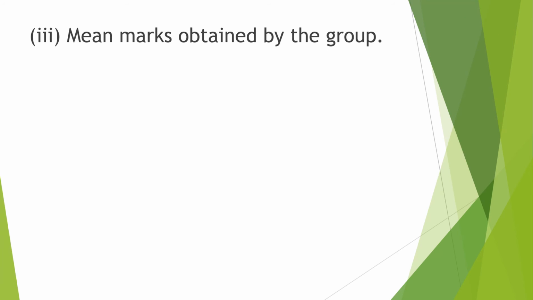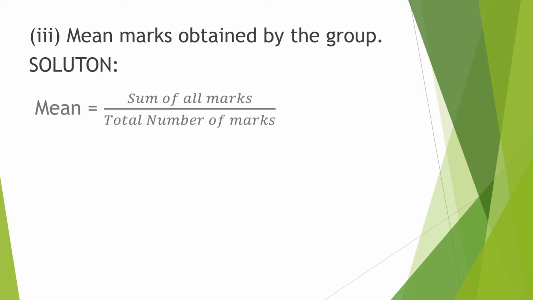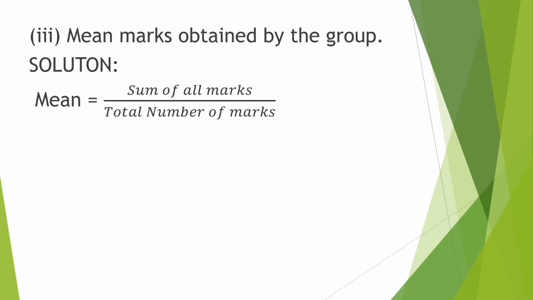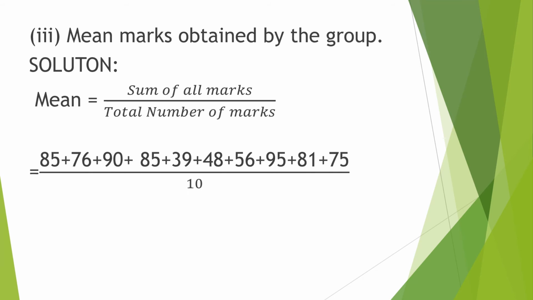Next question, the mean mark obtained by the group. So mean equals the sum of all marks upon the total number of marks. So you can add all the marks, and here the total number of marks is 10. So divide by 10. We get 730 upon 10 equal to 73. So the mean mark obtained by the group is 73.